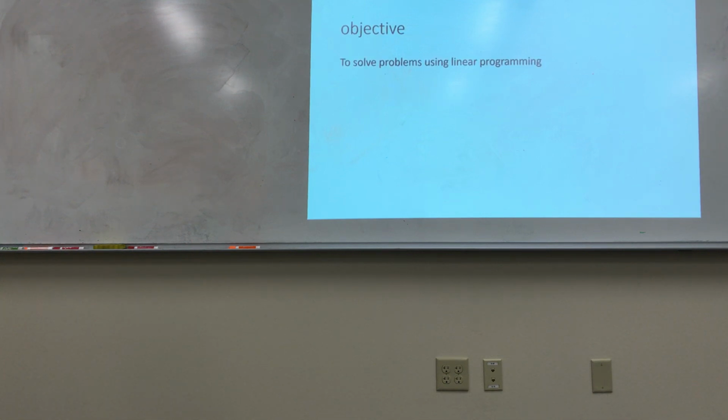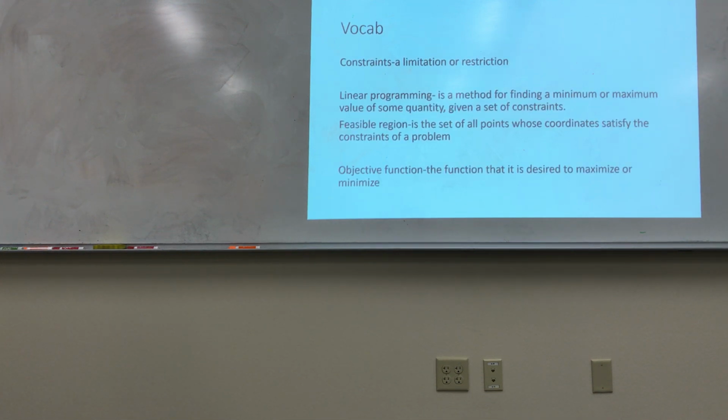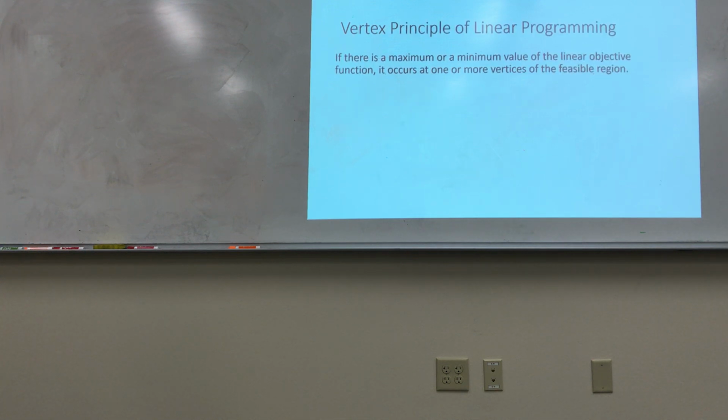Objective: to solve problems using linear programming. A constraint is a limitation or restriction. Linear programming is a method for finding a minimum or maximum value of some quantity, given a set of constraints. Feasible region is the set of all points whose coordinates satisfy the constraints of a problem. An objective function is a function that is desired to be maximized or minimized.